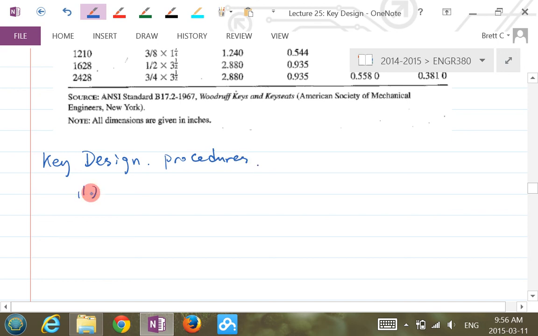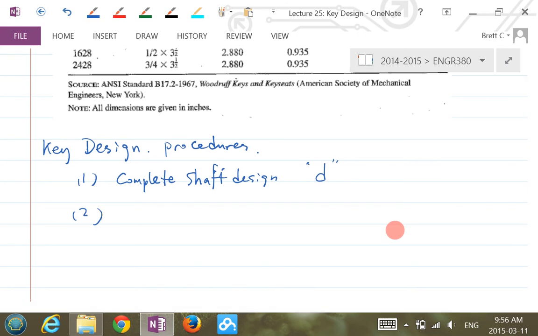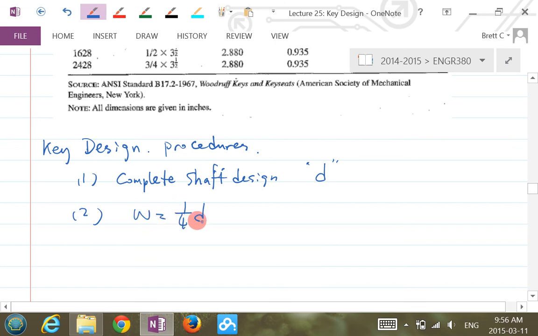First step: the key design is based on the shaft. You need the shaft diameter first, so you need to complete the shaft design first. Basically, D is obtained. Then you select the key size from the table. Because you now have a D, you'll see that D is within a certain range. Then you pick your W as 1/4 of the D, based on the table.